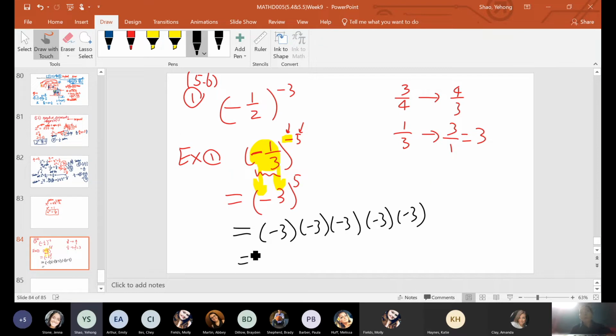Okay, so that goes back to the topic we did before the first exam. You're going to have to do multiplication of signed numbers. So we're going to have 9 here, 9 here. Negative times negative is positive. Okay, so 9 times 9 is 81. 81 times -3. Positive times negative is -243. So that would be the final answer. Okay, any questions?